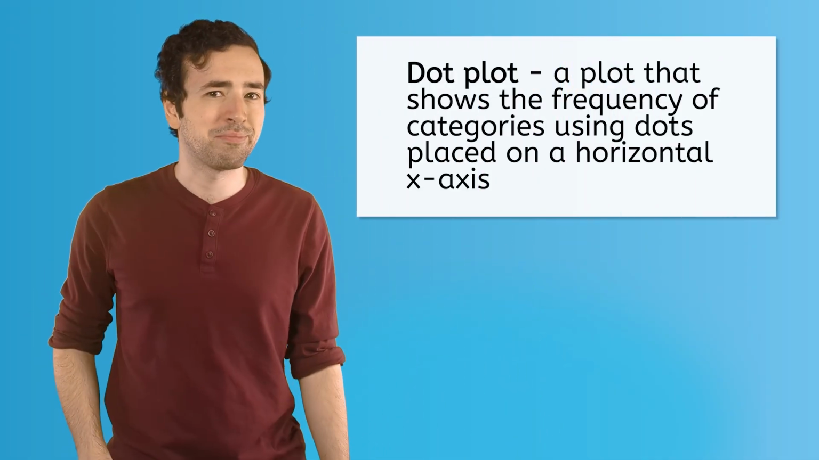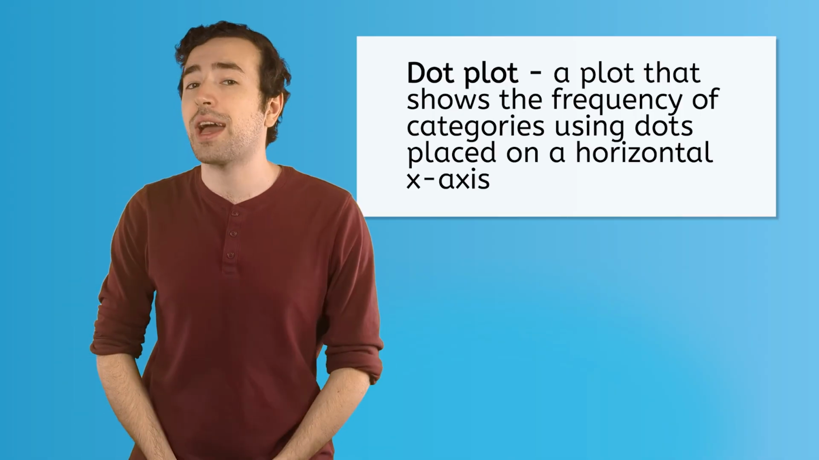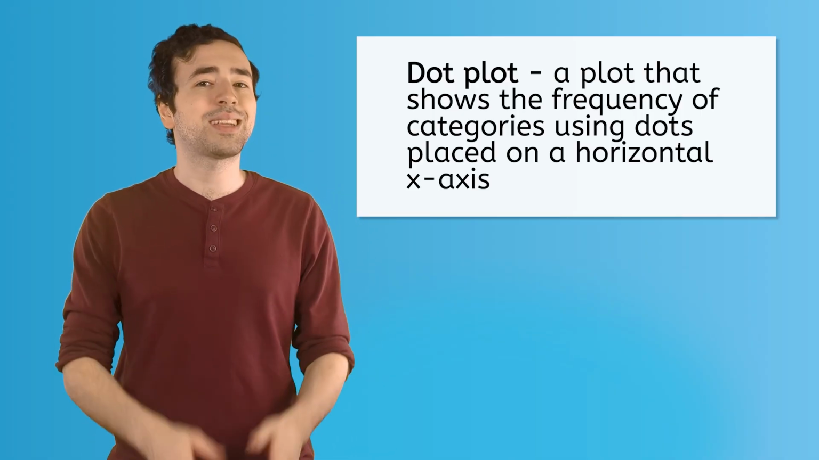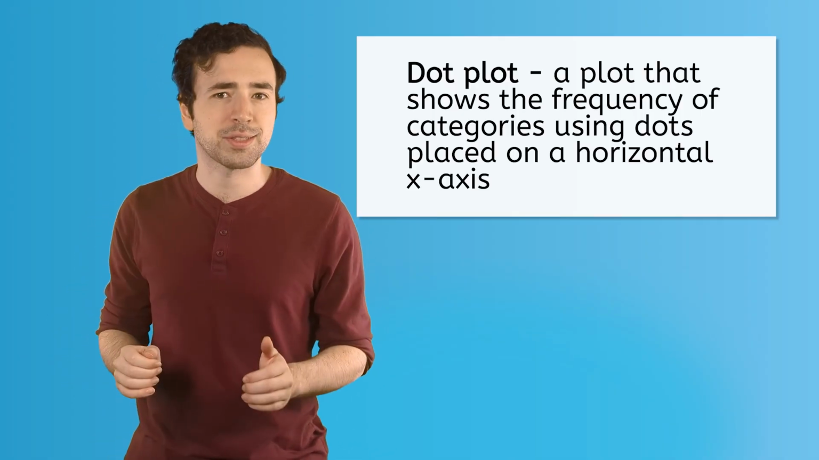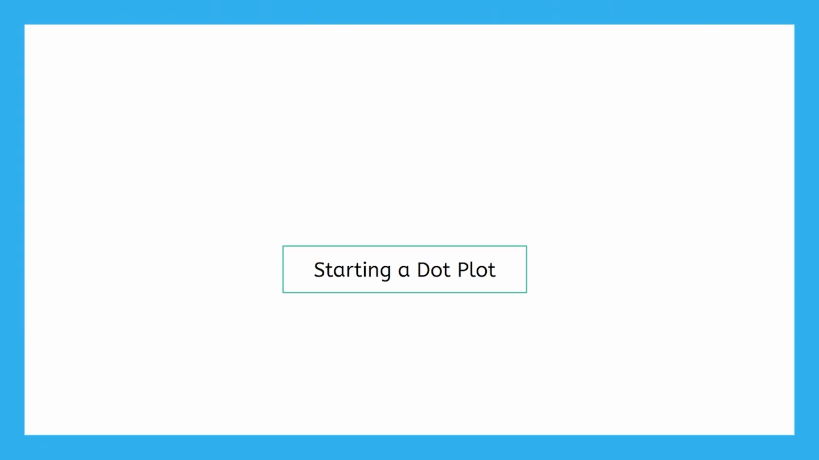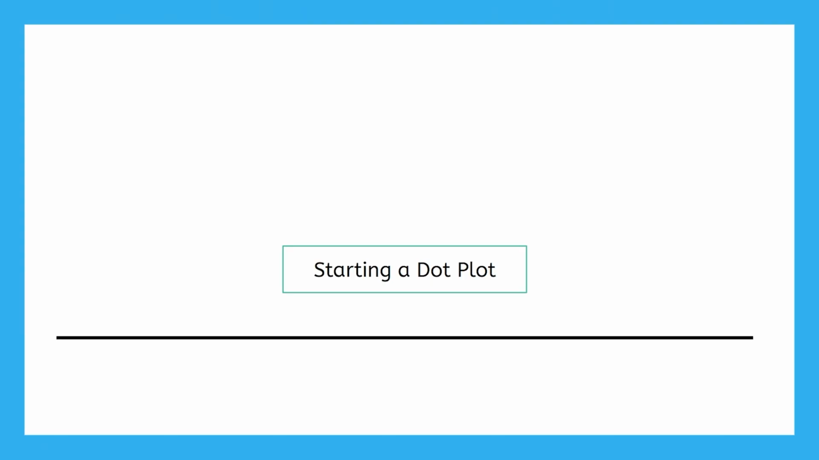Numerical data is valuable, but visual representations might provide clearer insights into patterns and trends that we might not see in frequency tables. This is where the dot plot comes in. A dot plot shows the frequency of categories using dots placed on a horizontal x-axis. To create a dot plot, we first create the horizontal x-axis. The axis shows the data categories, which could be numbers or words. For our data, what should we put on the x-axis?